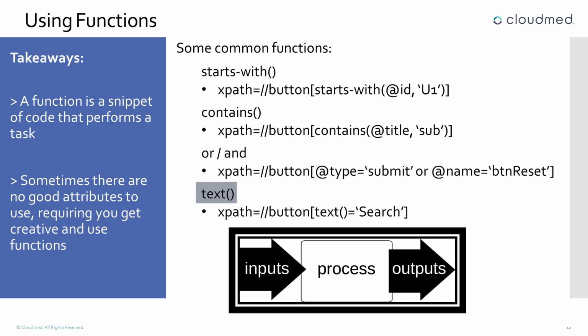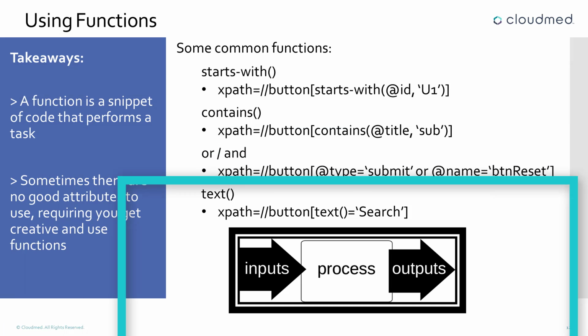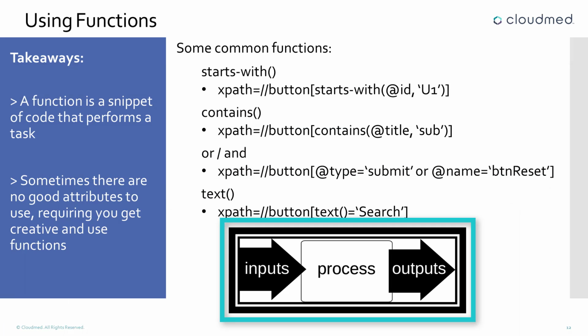And then the text allows you to look for a button that has a specific text in it. If you know that there's a search button that you want to click, but you're not sure where it will be located on the page, you can say text equals search, and then it will go and find that button. A function is simply a snippet of code that performs a task. So it takes in an input, processes it, puts out an output.